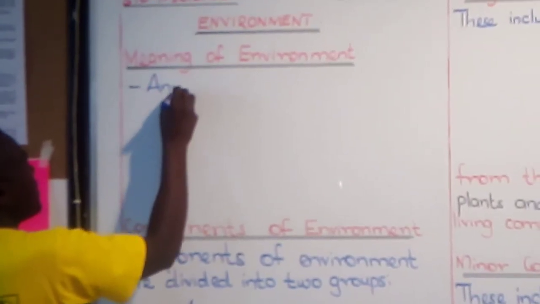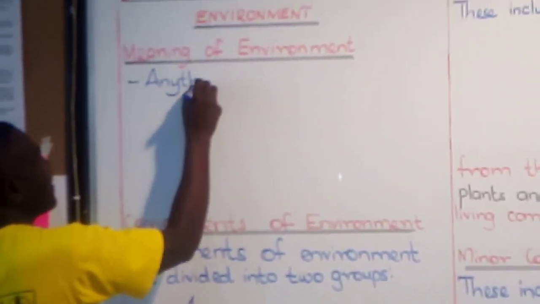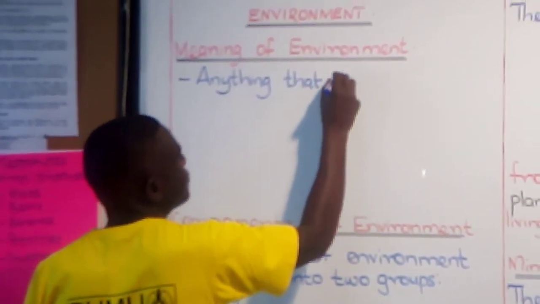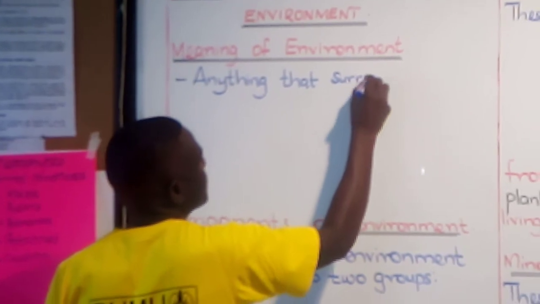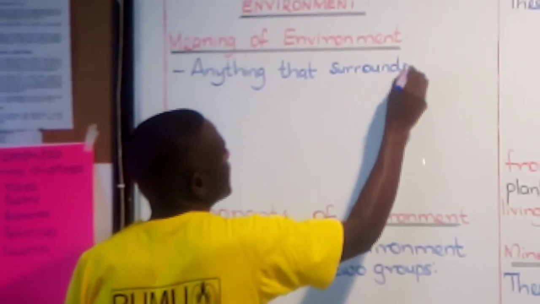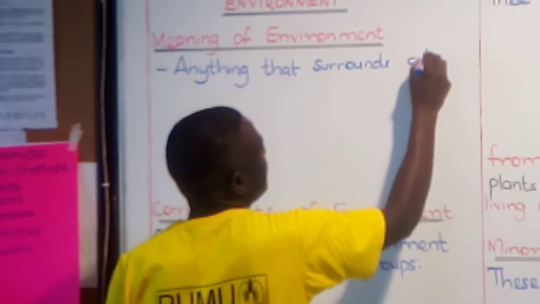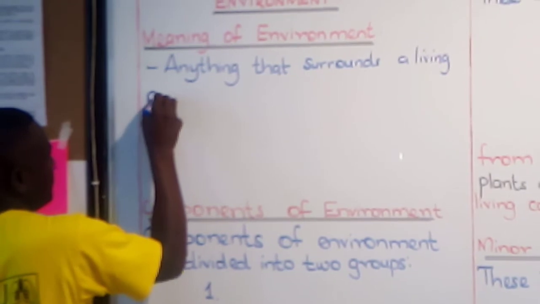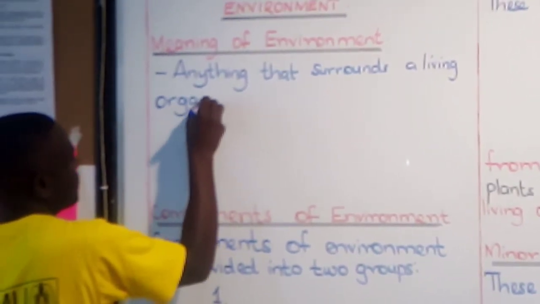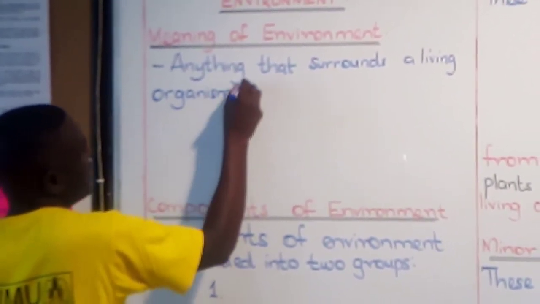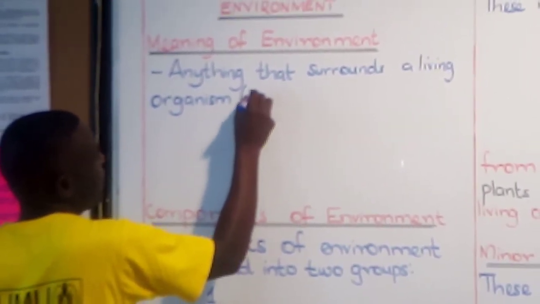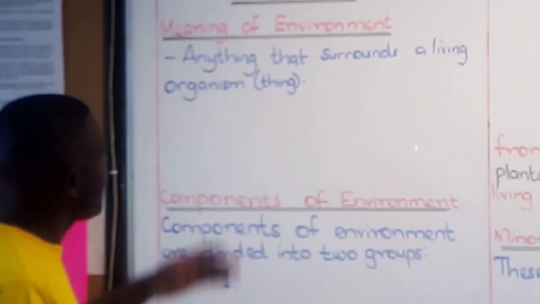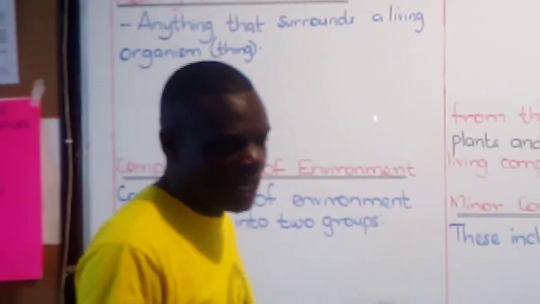Anything that surrounds a living organism. A living organism. An organism is a thing, a living thing. Any living organism. Anything that surrounds. What is found around a living thing?